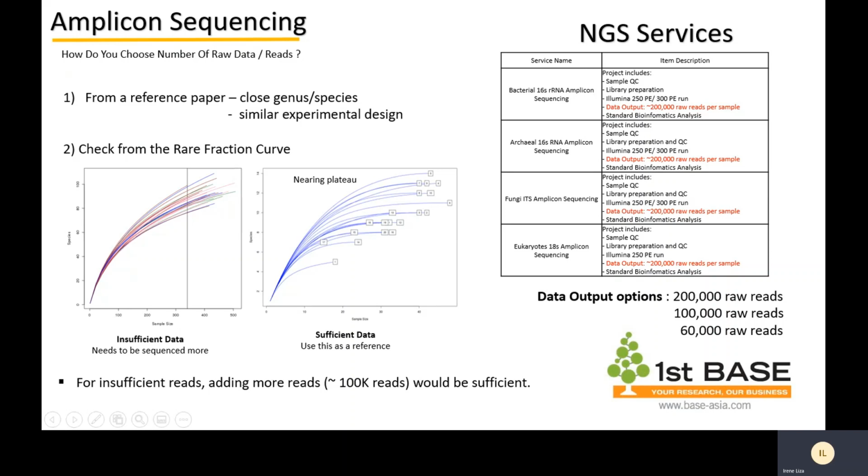On my right is what you see, the NGS services that First Base offers. I've also highlighted the data output. We can go up to 200K raw reads, and we also give you an option whereby you can do 200K raw reads, 100K raw reads, or 60K raw reads. So the choice is on you, and you make the choice based on the rarefaction curve.